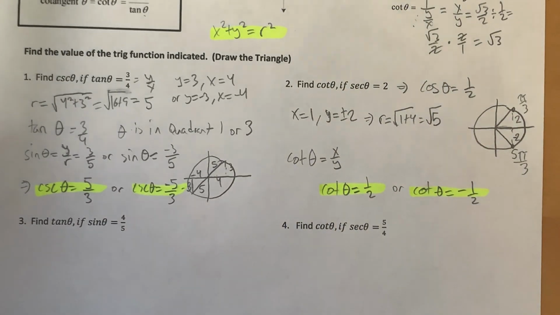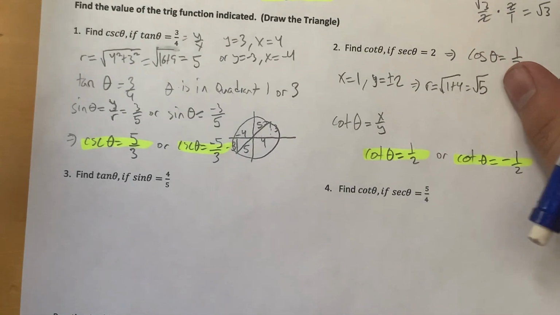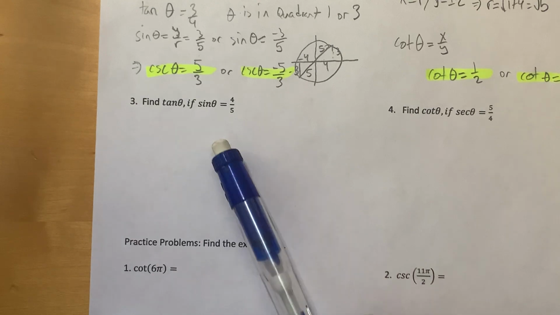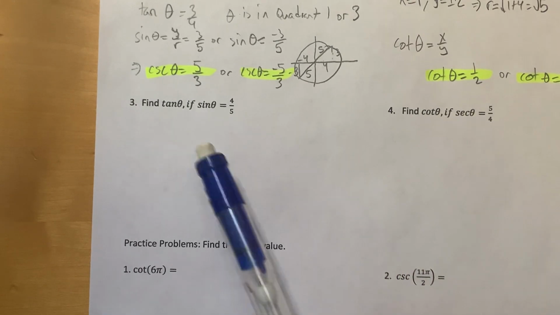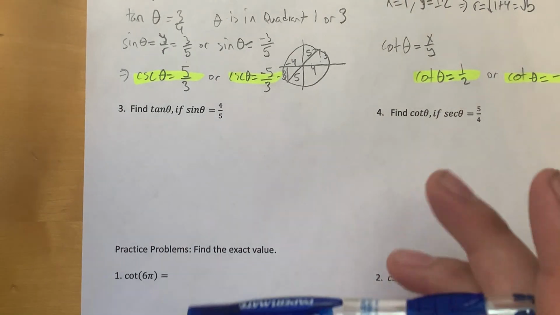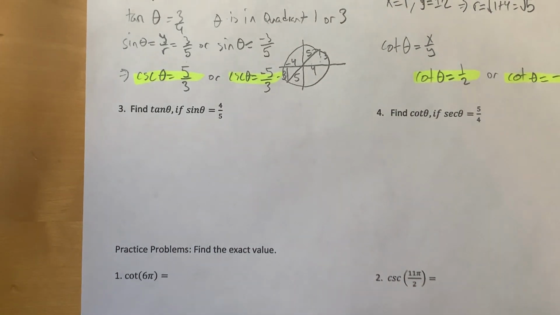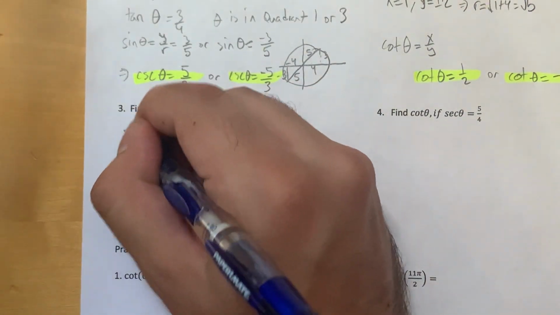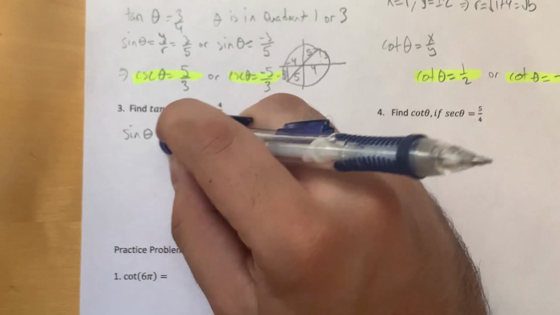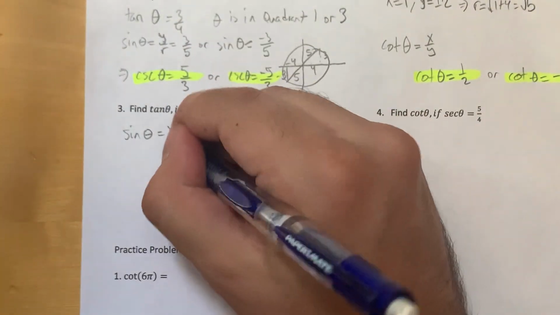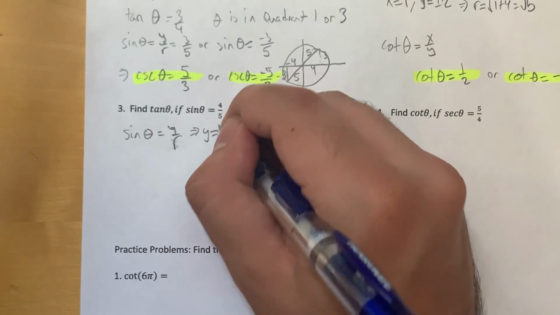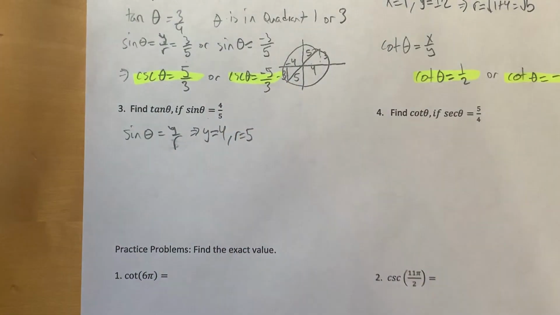All right, let's do the next one. Next 2. Find tangent theta if sine theta equals 4 over 5. So once again, we're gonna break it down, find all our possible values. And we know that sine theta equals y over r. Pretend that 3 is an r. So we know that y equals 4 and r equals 5.